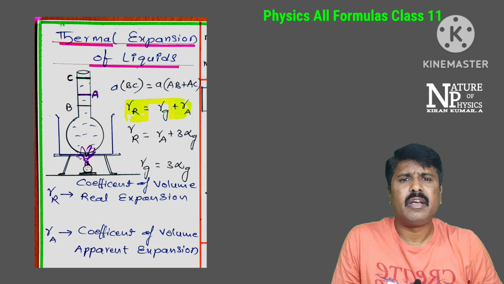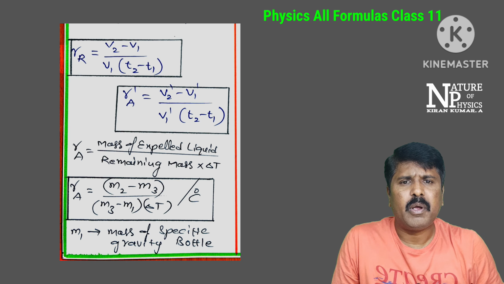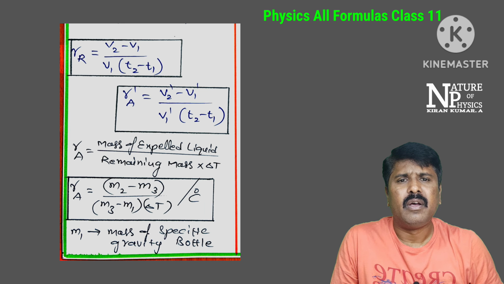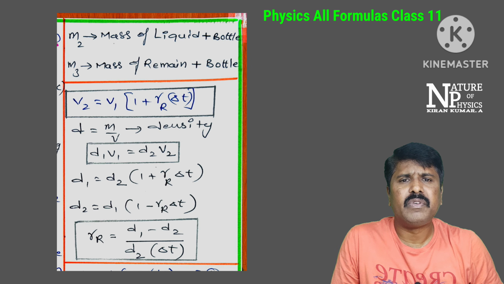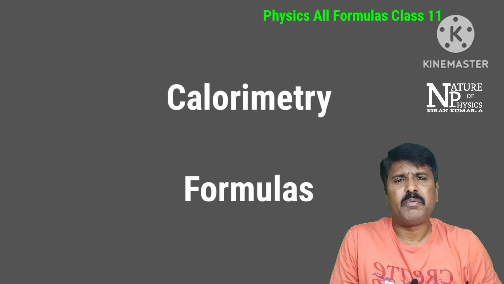Okay, gamma r, gamma a, and also there is a gamma a formula, mass of the expelled liquid. Okay, and continuation formula is given, student. And also the relation with respect to density is given. Gamma r represents the coefficient of volume expansion, the real expansion of the liquid, and the density relation with respect to, okay, gamma is given. And next one is calorimetry formulas.